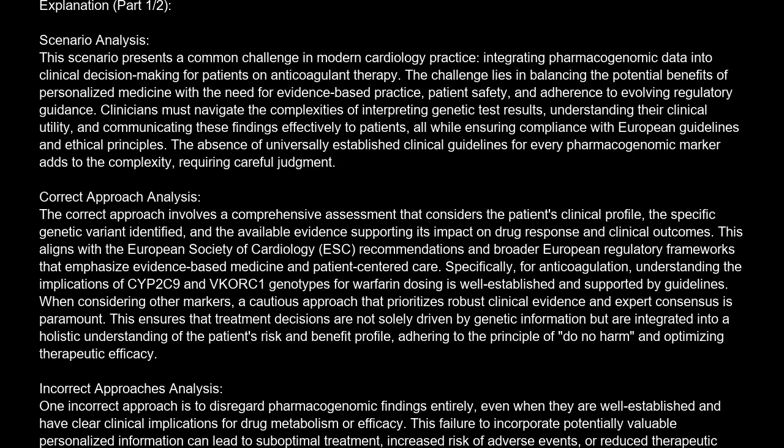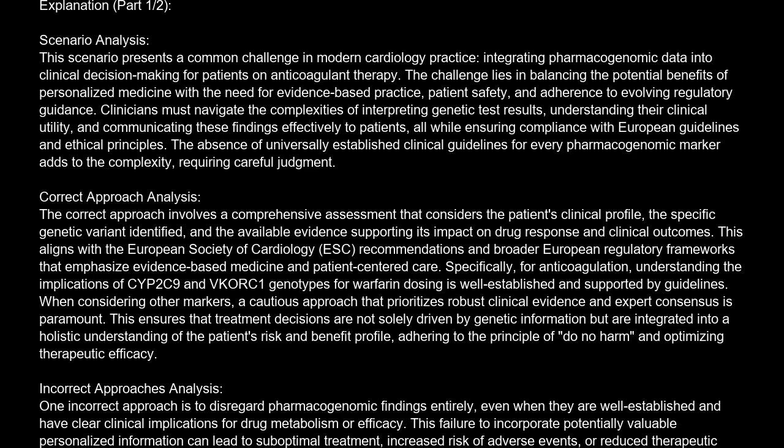Explanation. Scenario analysis. This scenario presents a common challenge in modern cardiology practice: integrating pharmacogenomic data into clinical decision-making for patients on anticoagulant therapy. The challenge lies in balancing the potential benefits of personalized medicine with the need for evidence-based practice, patient safety, and adherence to evolving regulatory guidance.